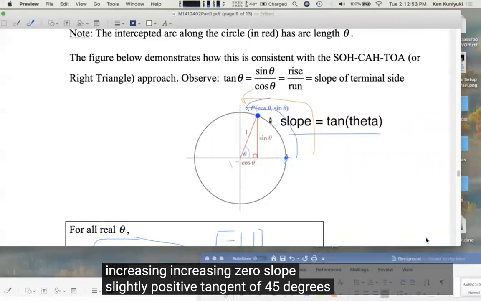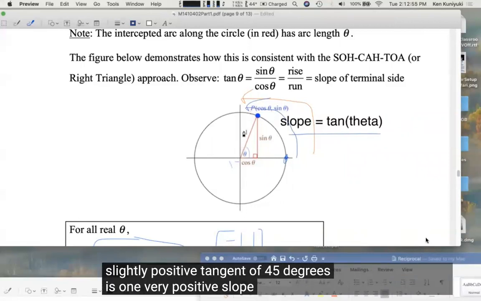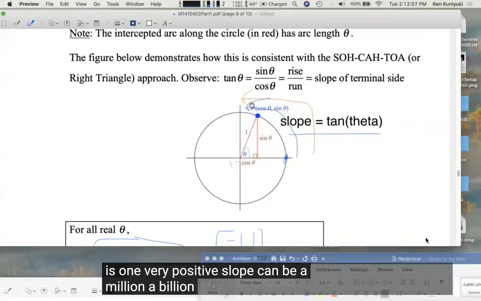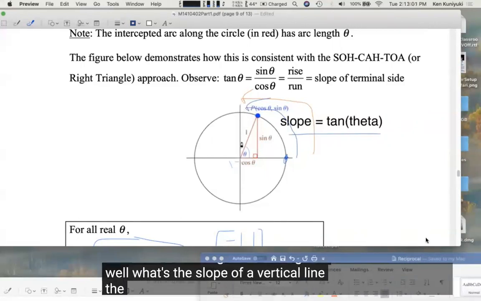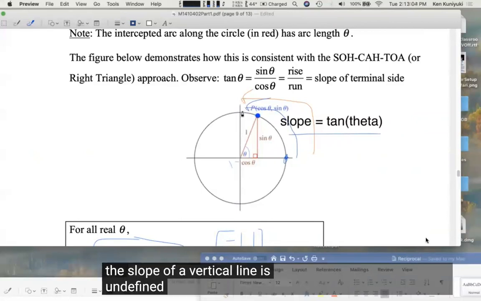Tangent of 45 degrees is 1. Very positive. Slope can be 1,000,000, 1,000,000,000. Tangent of 90 degrees, well, what's the slope of a vertical line? The slope of a vertical line is undefined. Tangent of 90 degrees is undefined.